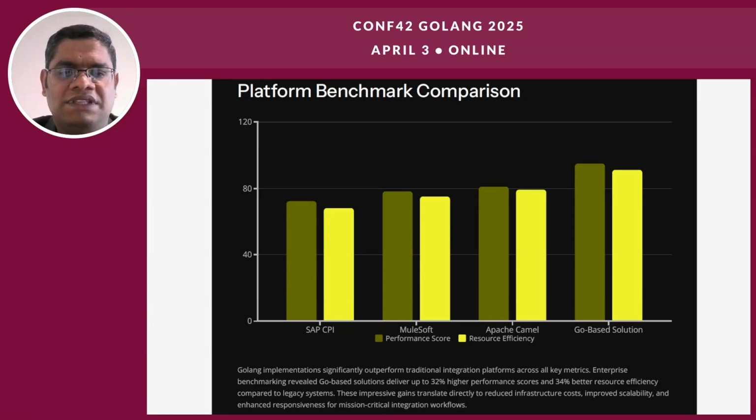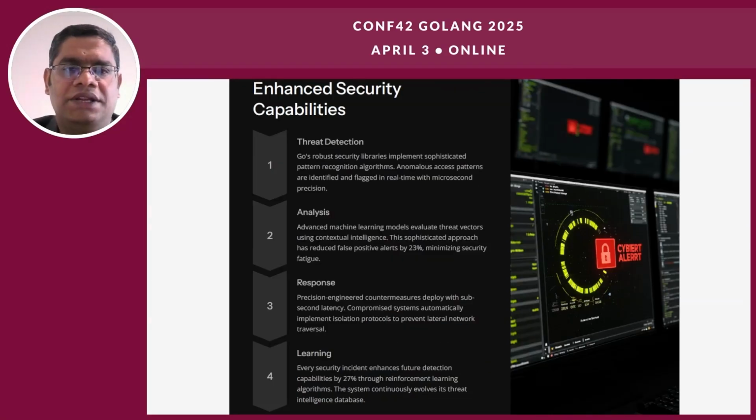They significantly outperform the traditional integration platforms. Enterprise benchmarking also reveals that our Go-based solutions deliver up to 32% higher performance scores and 34% better resource efficiency compared to legacy systems. These impressive gains translate directly into reduced infrastructure cost, improved scalability, and enhanced responsiveness for your mission critical integration flows. Another key topic I would like to cover today is security.